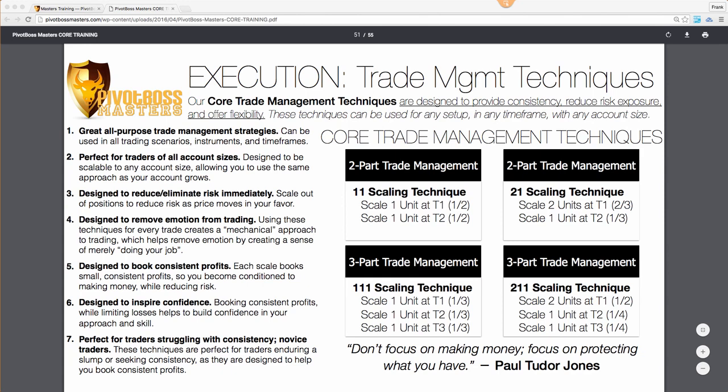Number two, these are perfect for traders of all account sizes. I mentioned that before, and it's designed to be scalable to any account size. Because when I was first starting trading, my account size wasn't that big. Being a college student back then, I had to learn how to trade for that account size, and then I had to learn how to deal with the success of a growing account, and also deal with the challenge of an account that goes against you.